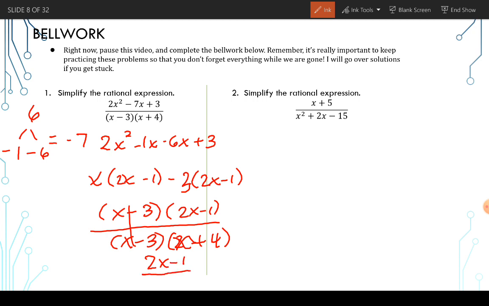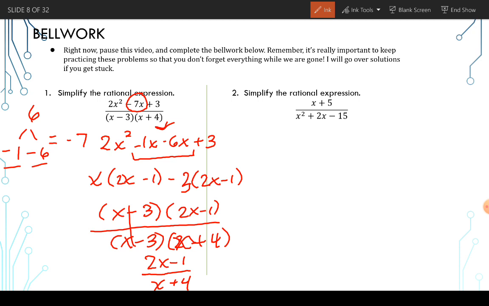So I've been working this out. Okay, so what we had to do first was find the magic numbers, -1 and -6. And that's what I'm going to substitute in for -7x. And that's what you see right here. So I have -1x minus 6x. I added those x's behind those values.